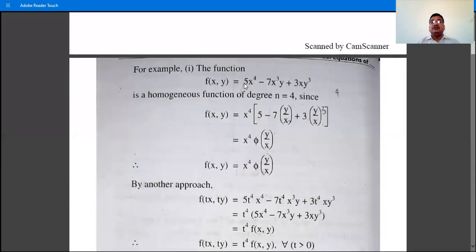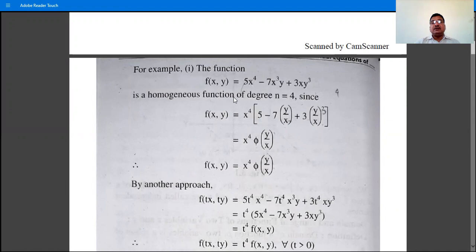Let us check whether it is a homogeneous function. There are three terms. In the first term, the power of x is 4 and there is no y term, meaning the power of y is 0, so 4 plus 0 is 4. In the second term, the power of x is 3 and the power of y is 1, so 3 plus 1 is 4. In the third term, the power of x is 1 and the power of y is 3, so 1 plus 3 is 4. So in each term the sum of the powers of x and y is the same and equal to 4, and therefore this function f(x,y) is a homogeneous function of degree 4.